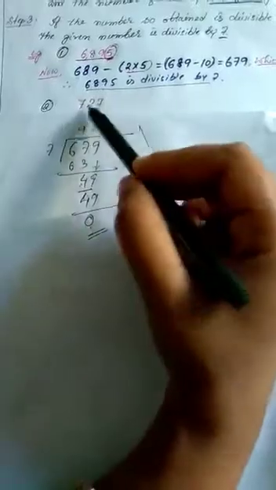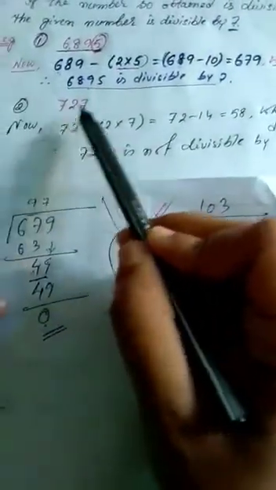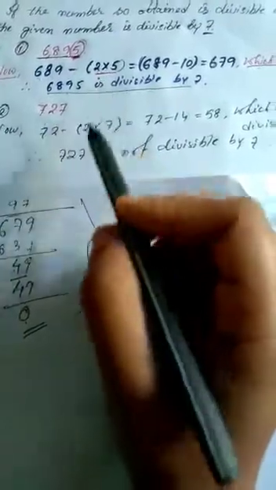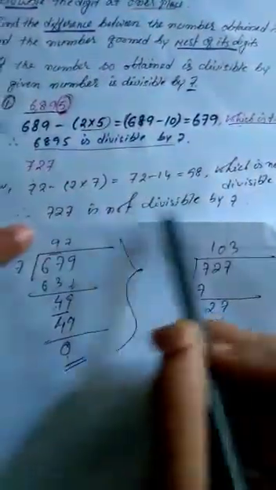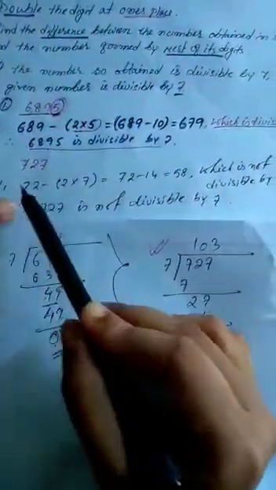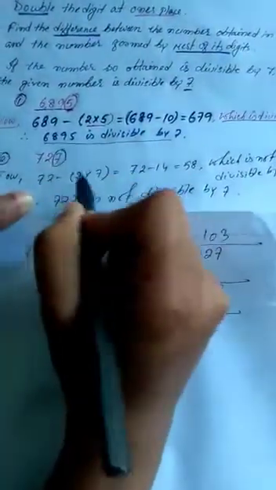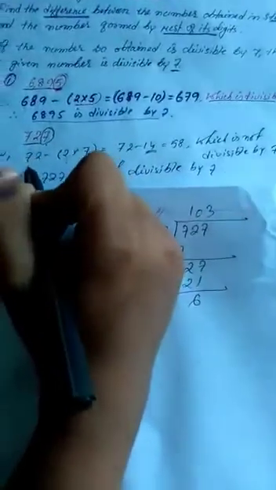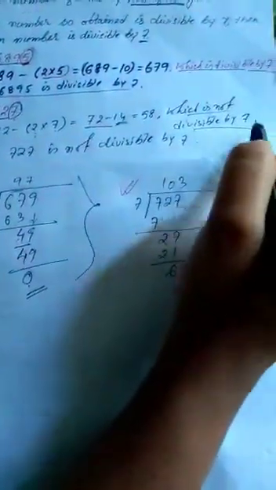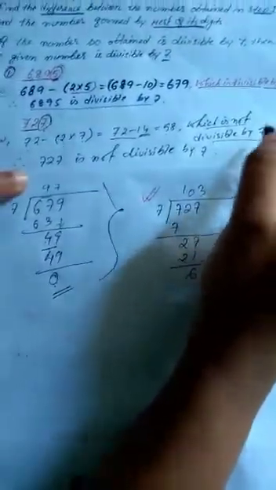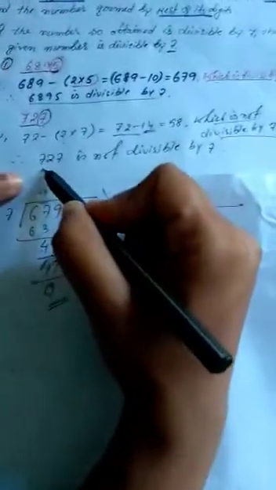So one more example to show. Students, 727, is it divisible or not? How will we check it? According to the steps I have written here, the ones place digit we will double it, so we have to multiply it by 2. So 2 into 7 will be 14, and the rest of the number is 72. So 72 minus 14 is 58. Which is not divisible by 7, as 58 is not in the table, it's not a multiple of 7, so it will not be divisible.